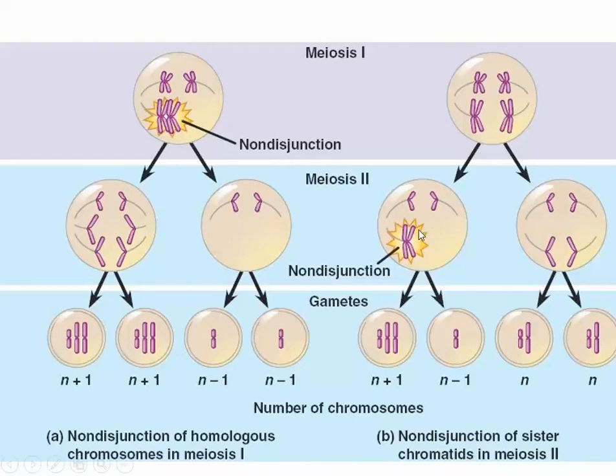Now, if non-disjunction occurs in meiosis 2, that's not as detrimental because you had the 2 in this one and the 2 in this one. It's just that this one here did not separate. And so what that causes is you have an extra one, or trisomy, in one egg or sperm cell. You're missing one in the other egg or sperm cell, and then you have the correct number in these last two. So with non-disjunction occurring in meiosis 2, it's not as bad as if it occurs in meiosis 1.